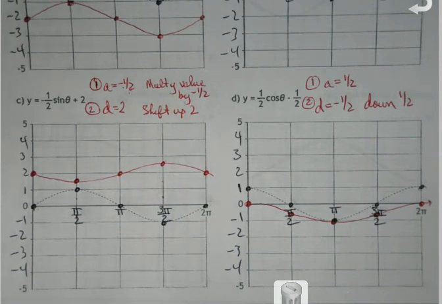Questions before we get into our newbie thing of the day, the period.